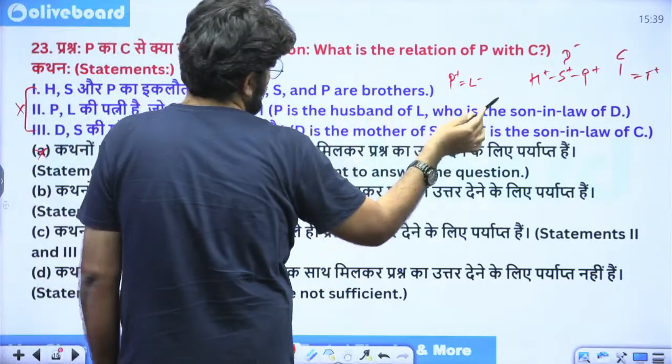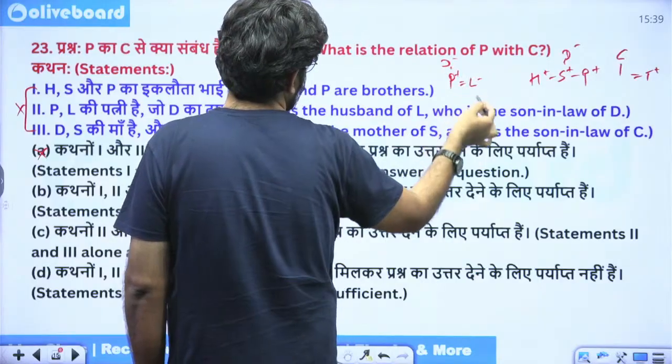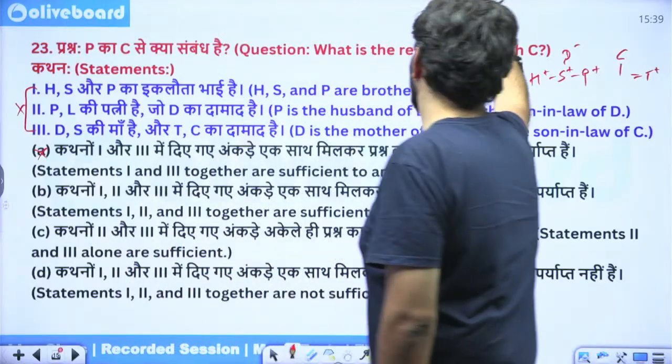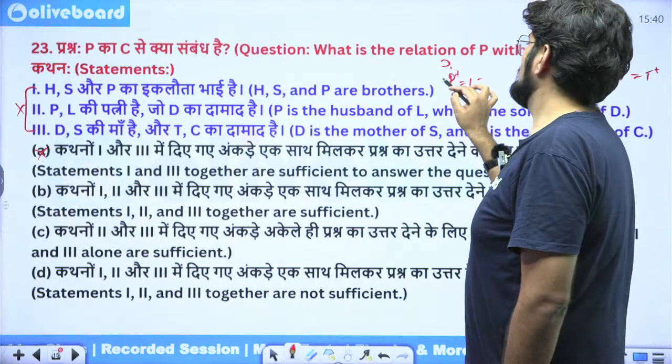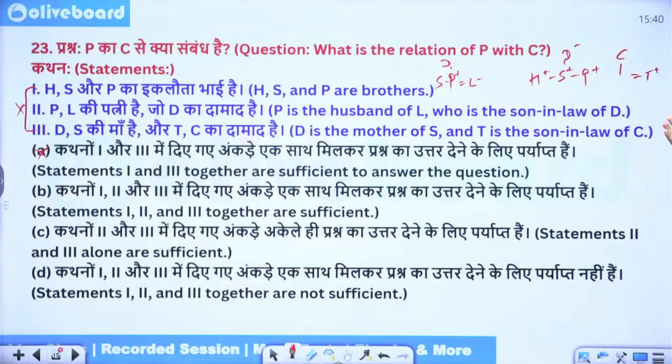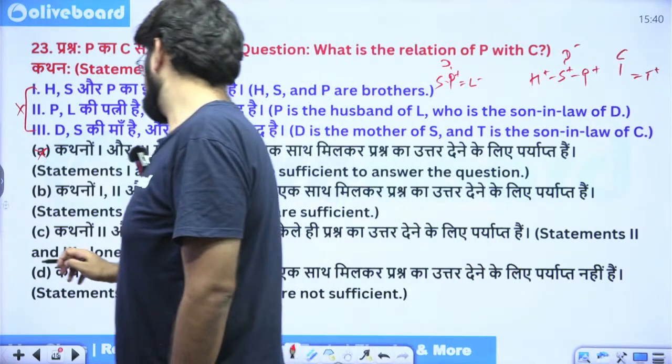Even if I say this is the daughter-in-law of D, this we already know. Okay. That she is the daughter-in-law of D. Even then, is it giving us anything? And 2 and 3. 3 says D is the mother of S and T is the son-in-law of C. Still the same problem. No relation whatsoever.